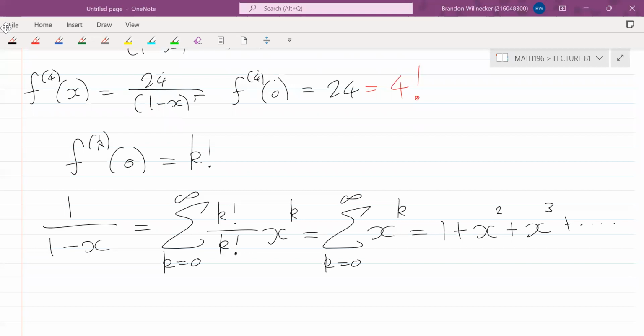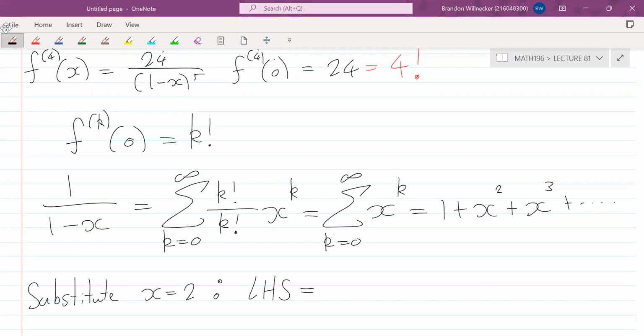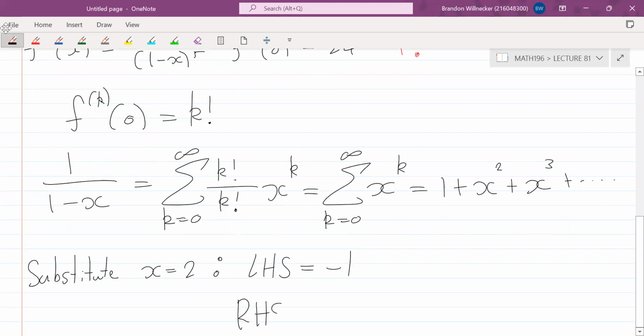So if we substitute, let's say, x equals 2, then the left-hand side is going to be 1 over 1 minus 2. So that's going to be minus 1. What about the right-hand side? The right-hand side is going to be 1 plus 2 plus 4 plus 8 plus, and so on. We're going to have infinitely many terms that are getting bigger and bigger and bigger. So in fact, the right-hand side diverges to infinity. So it does not converge.